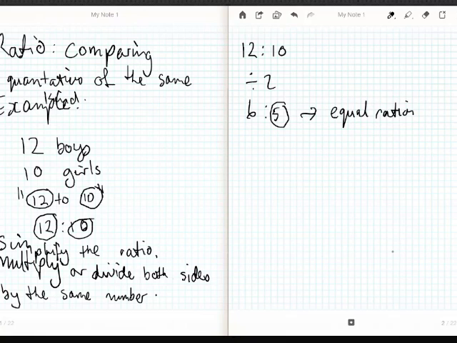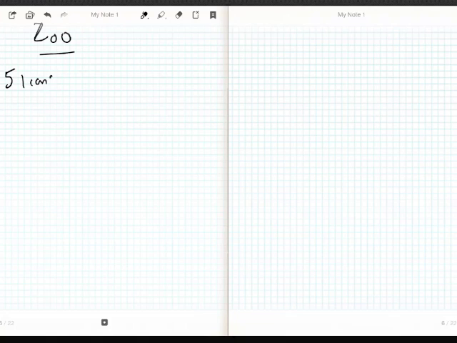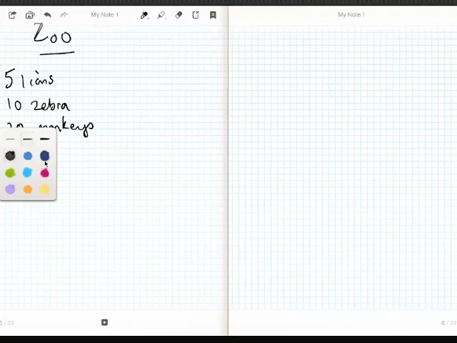Let's have another look at an example. Let's say we were going to go to the zoo. Okay, we're going to the zoo, and in this zoo there are 5 lions, there are 10 zebra, and there are 20 monkeys. If we want to write the ratio of lions to zebra to monkeys, we would write 5 lions to 10 zebra to 20 monkeys.